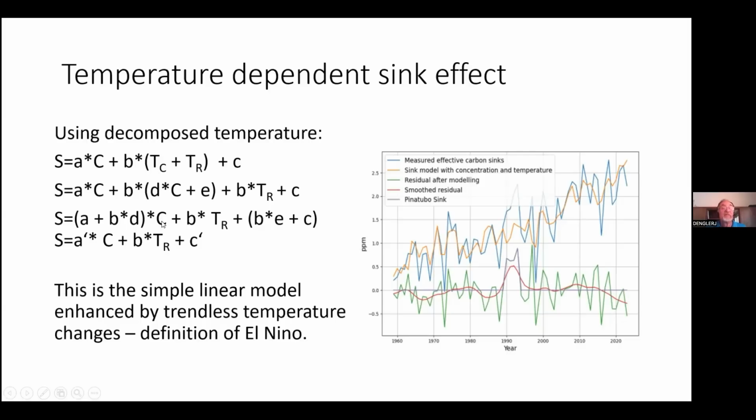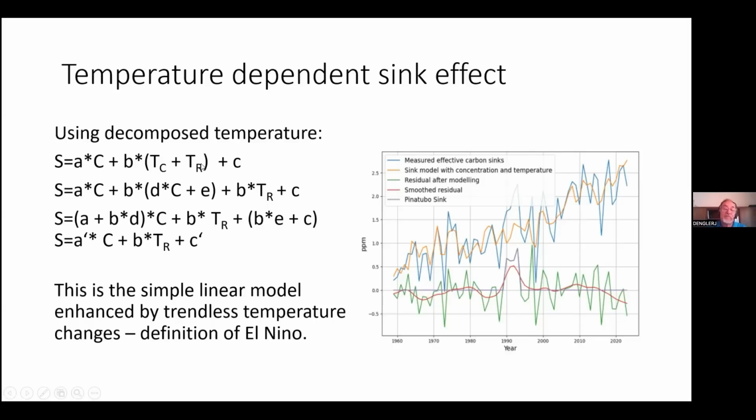Yeah, and then we put the constants together. We have now a part which is proportional to concentration and a part which is proportional to the residual temperature plus a constant. So we have a different equation, and this is exactly the simple linear model enhanced by a trendless temperature changes. Because you see that the residual temperature has not any trend anymore.